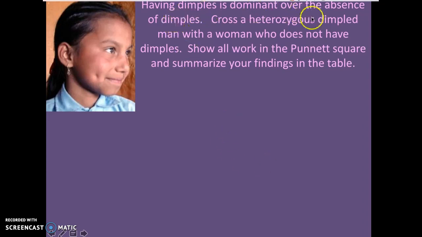So, having dimples is dominant over the absence of dimples. Crossing a heterozygous dimpled man with a woman who does not have dimples. Show all of your work in your Punnett squares and show your findings in the table. Remember, you should have already worked this problem once.